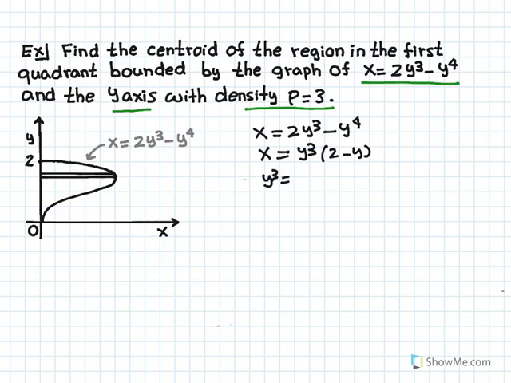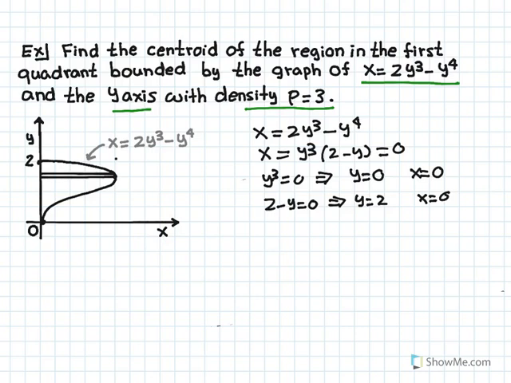So y cubed equals 0. That gives us, taking the cube root of both sides, y equals 0. We're making x equal 0 and solving for y. So y is 0, x equals 0. That's just the origin. Now let's make 2 minus y equals 0, and we get y equals 2, x equals 0. These are these points here, (0, 0) and (0, 2).